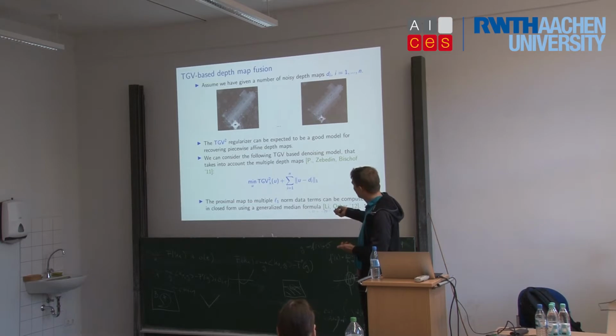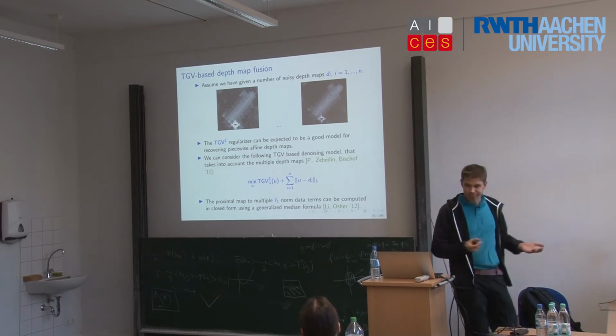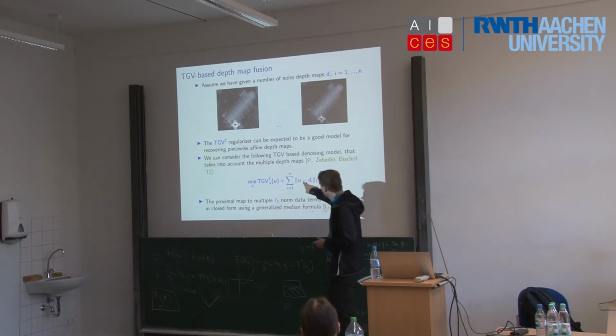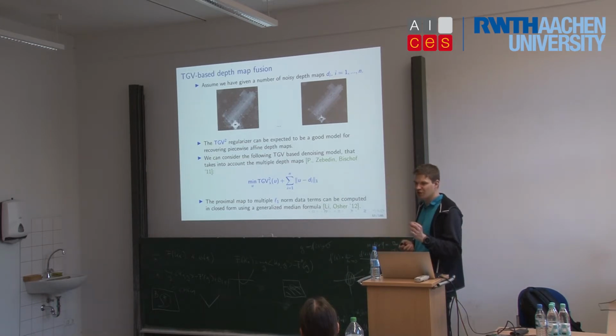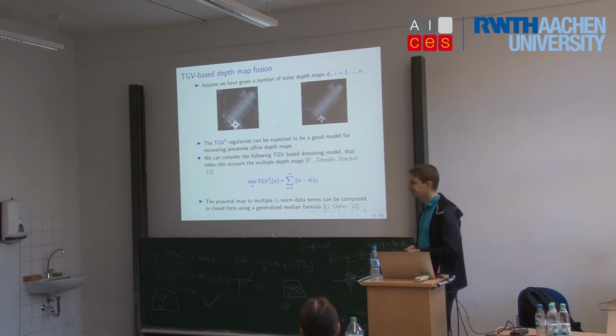We came up with the idea that we are looking for a noise-free depth map U, which we penalize with the total generalized variation of second order, because it favors piecewise affine solutions. And we penalize the L1 norm between this solution U and all these different disparity maps. So D_i is the first map, second, fourth, until, I don't know, 10 different maps we had. So i goes from 1 to, say, 10.